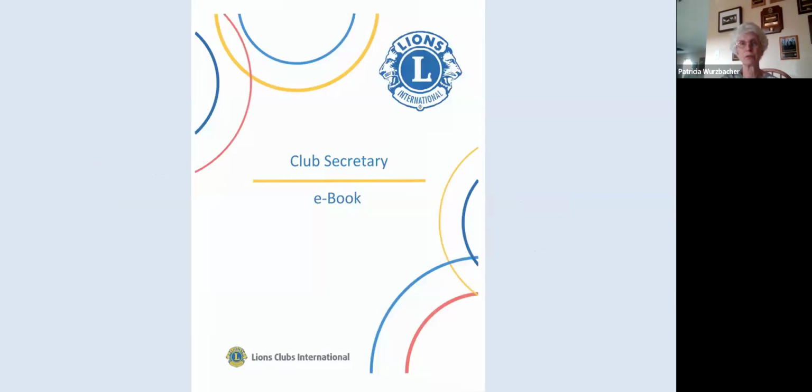Next, this is what the Secretary ebook looks like. And as I mentioned before, this is an excellent source. Some people print it out. It is 19 pages long. I just bookmarked it on my computer so that I can get to it easily if I need to look anything up. The one thing you'll need to remember, and I've heard it from the time I became secretary, and I still hear it: the secretary is the most important member of any club. You're like the hub of everything.